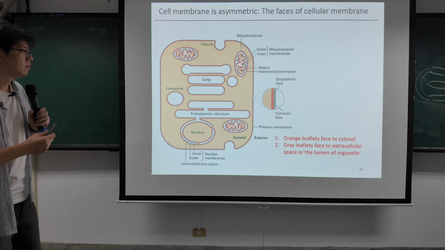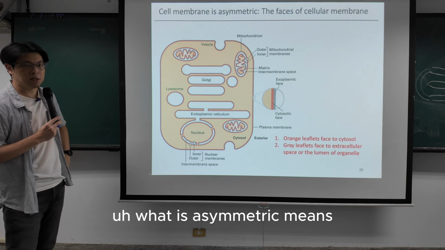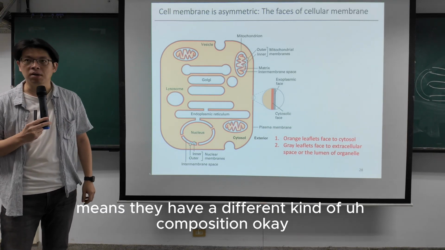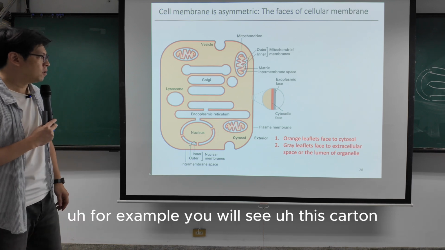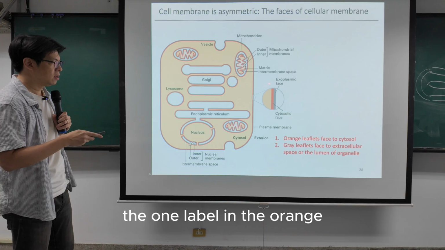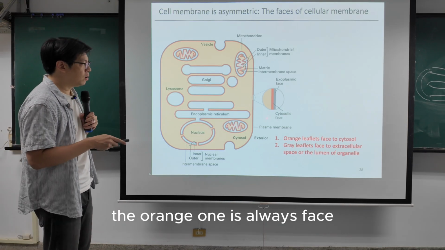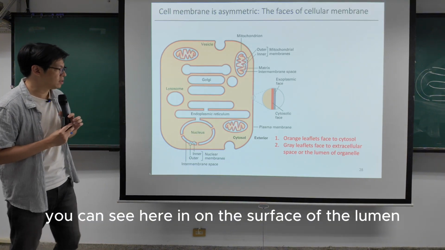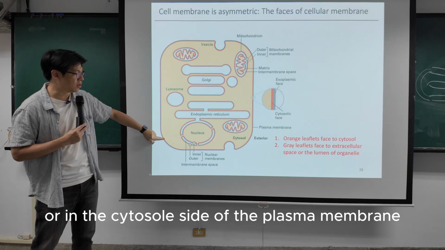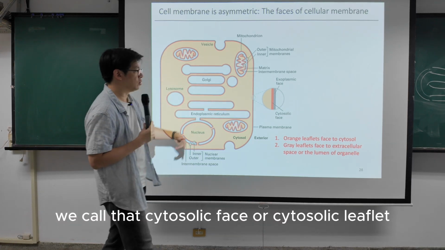Okay, so the cell membrane is asymmetric. What does asymmetry mean? Asymmetry means they have a different composition, okay? For example, in this cartoon you will see two colors for the two leaflets. One is labeled in orange, the other in gray. The orange one always faces the cytosol side of the plasma membrane. We call that the cytosolic face, or cytosolic leaflet.